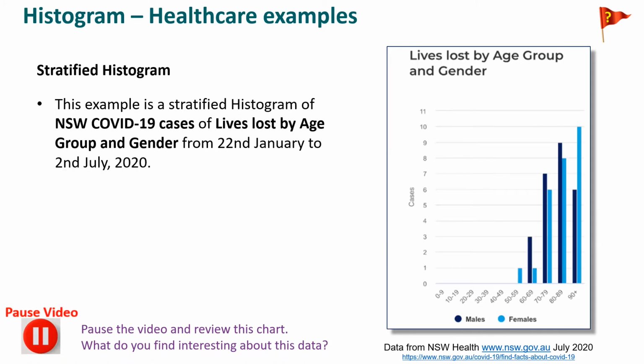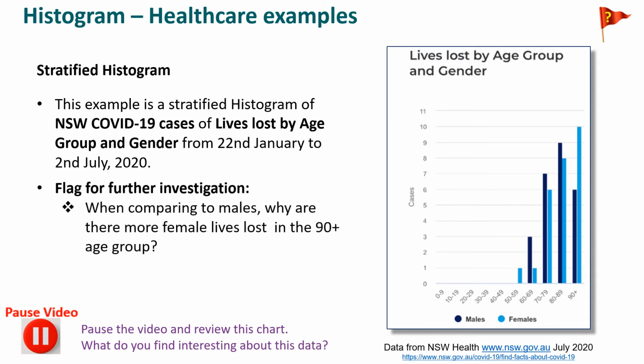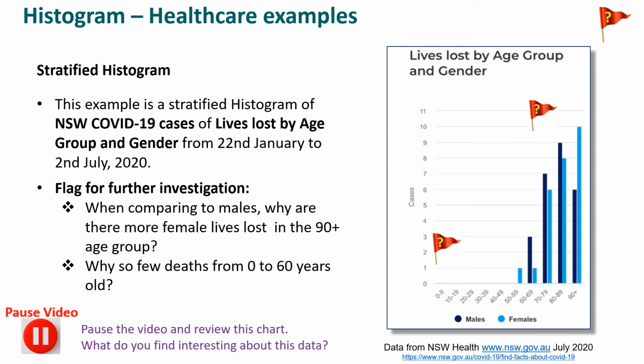In this next stratified histogram, we're again looking at data from New South Wales Health on their COVID-19 cases. In this graph we look at lives lost by age group and gender. A flag for further investigation is, when comparing to males, why are there more females' lives lost in the 90 and above age group? Also, it's interesting to note this is a negatively skewed histogram and there are very few deaths from the ages of 0 to 60 years, which is interesting and something we need to further investigate as to why.